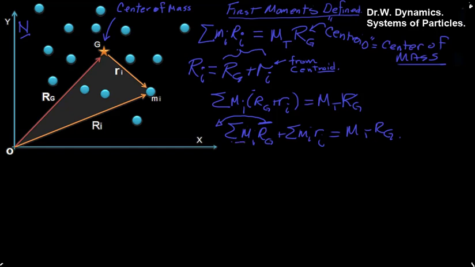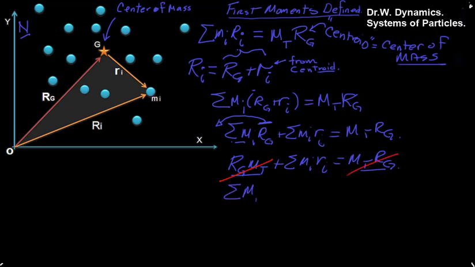So this would become Rg m total. Now here, these are inside this series, so they stay there. The sum of the mi Ri is equal to m total Rg. If you look, we have the same term on both sides, so that can subtract away, and we get that the sum of the mi ri is equal to 0.